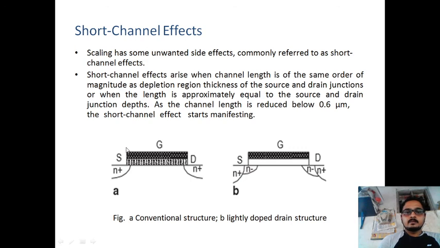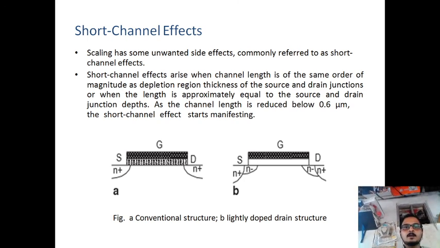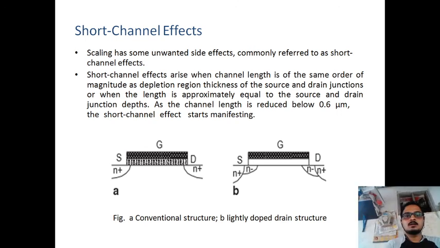Okay, that's one. Due to the short channel we have drawbacks: the subthreshold voltage increases, the threshold voltage decreases, and the saturation current also increases without the influence of gate voltage. And hot electrons also increase due to the short channel effects.